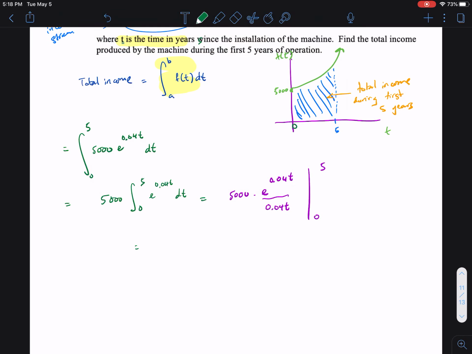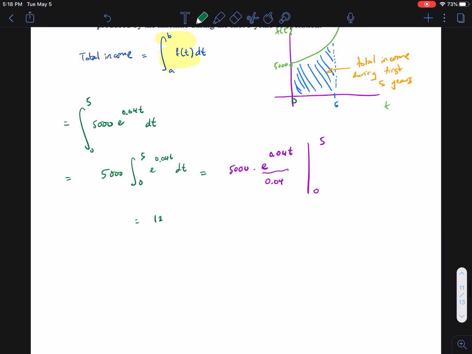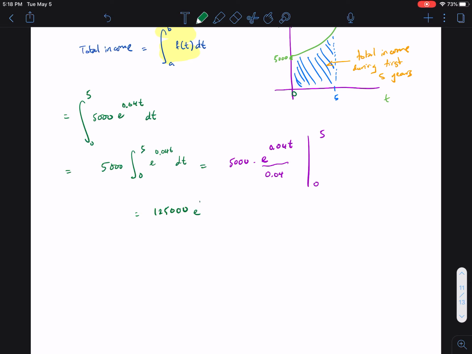If we divide by the 0.04, oh, I think I messed up here. Just divide by the constant in front of the variable. Okay. So now if you do the math correctly, you're going to get 125,000. So that's 5,000 divided by 0.04 times e to the 0.04t, evaluated from 0 to 5.